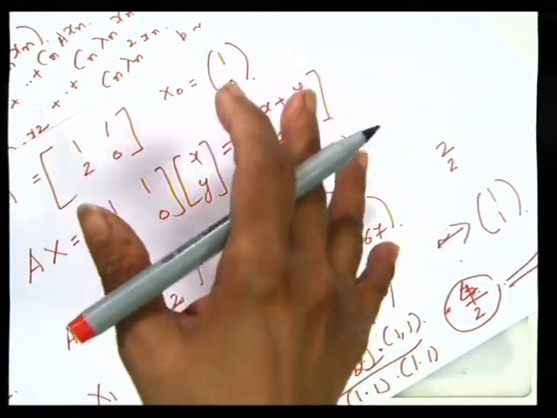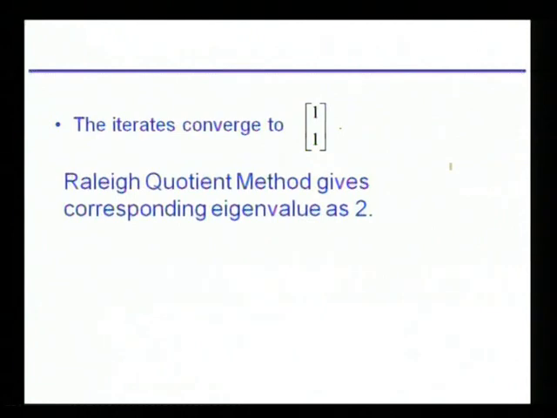So in this method, whenever there is a dominant eigenvector, first we can find that, use the Rayleigh coefficient method and find the corresponding eigenvalue.